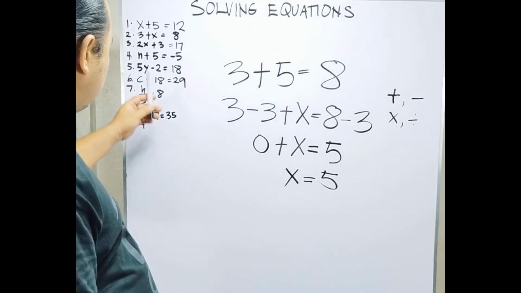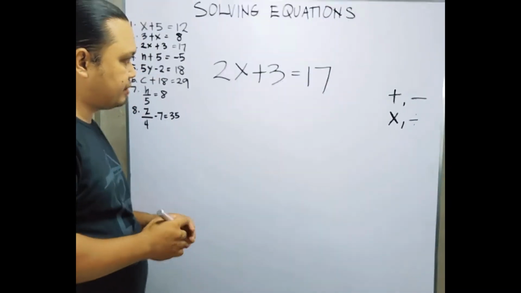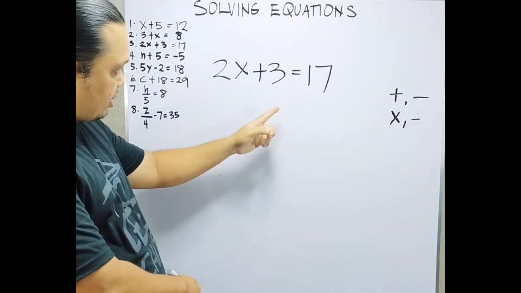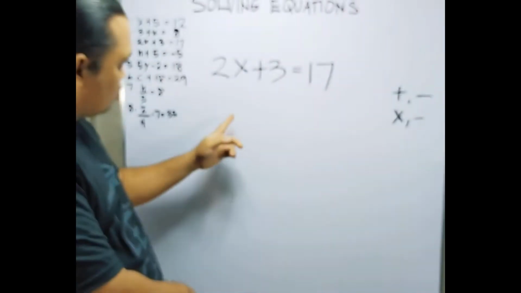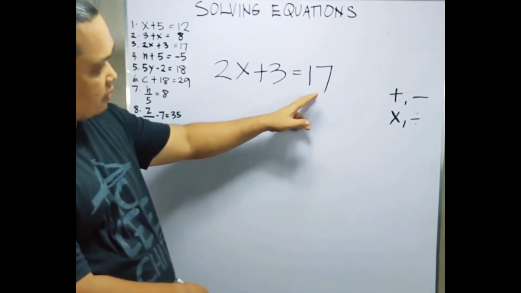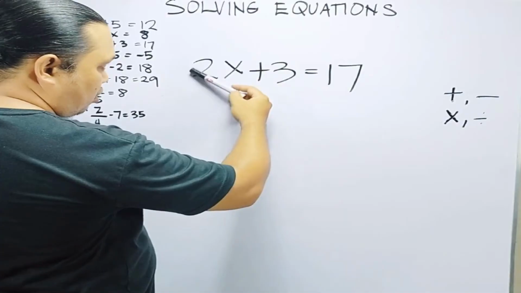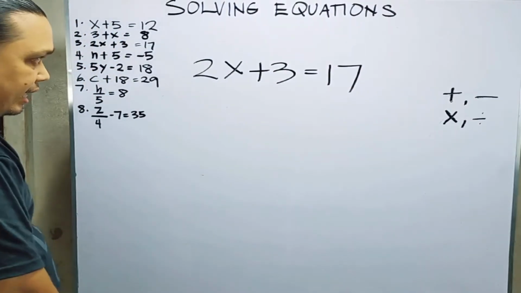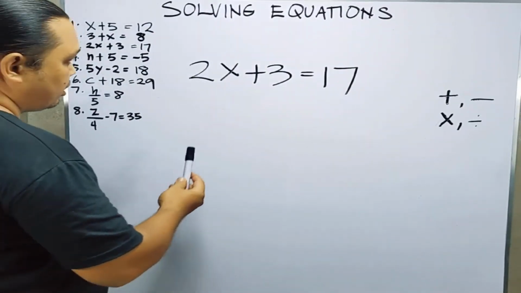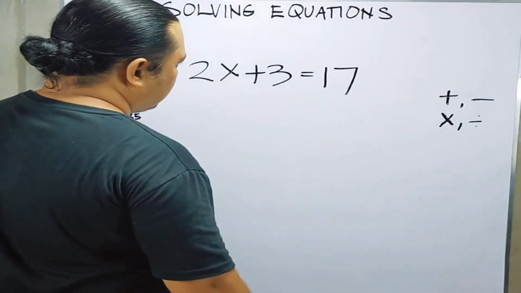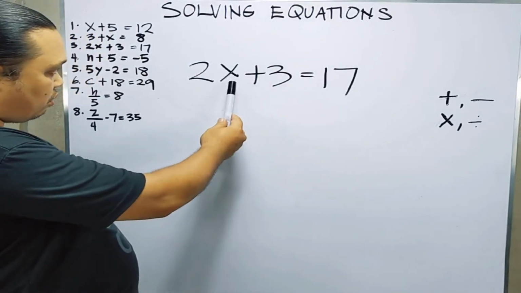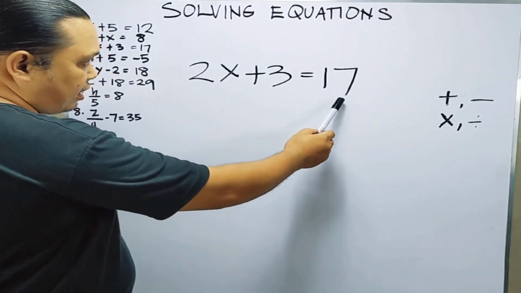Okay, now let's try number 3. This time we have 2x plus 3 equals 17. Now 3 here is our constant, x is our variable, while 17 is our answer. All of this is our algebraic equation. Here on the board we have number 3, which is 2x plus 3 equals 17. Now 3 is our constant, x is our variable, and 17 is our answer.